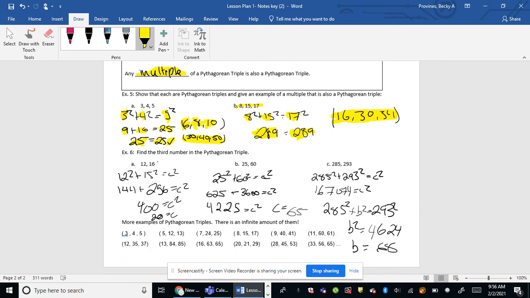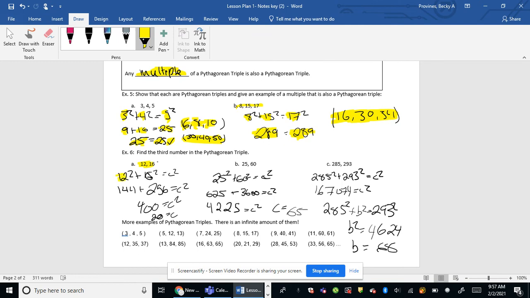All right, last thing we've got today. So we've got to find the third number in a Pythagorean triple. Let's start with this one. So we've got 12 and 16. For now, we'll just assume that those are the shortest lengths.